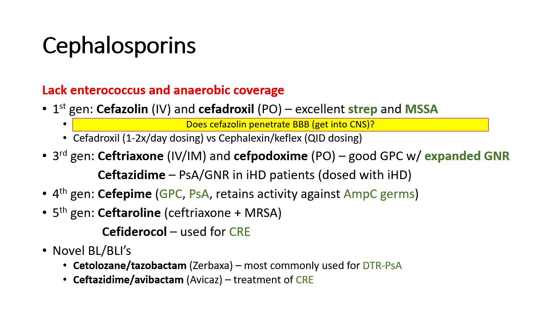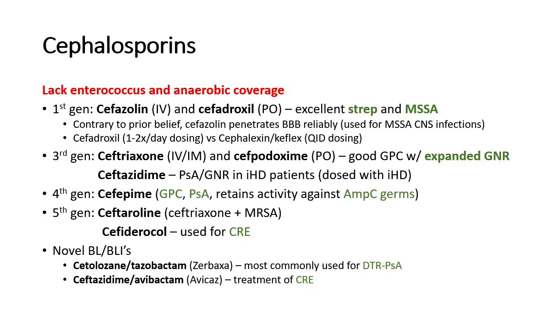Now the first generation of cephalosporins, does anyone know if they're able to be used for meningitis or central nervous system infections? The initial thought was that we couldn't use them. There were some really poor studies done back in the 60s, and it just became kind of folklore. In the last few years, some studies have come out showing better penetration. This really only comes into play with MSSA and endocarditis with embolic phenomenon to the brain. So we will use cefazolin in that situation.